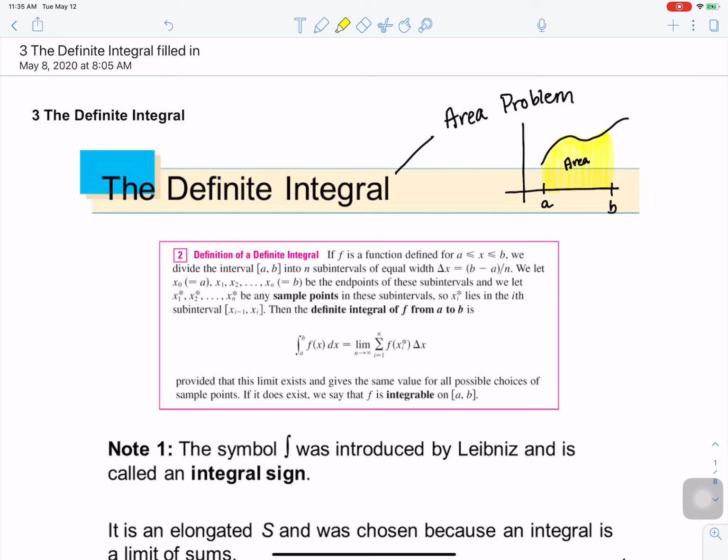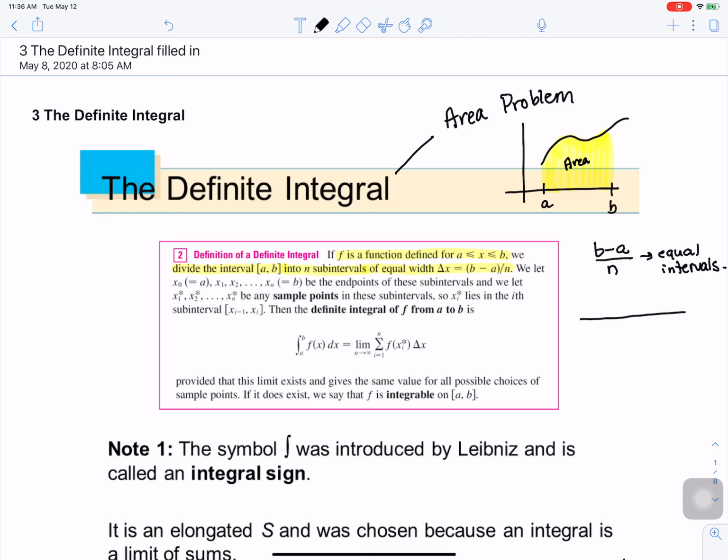In order to do that, our function needs to be defined on the closed interval. We divide the interval into n rectangles, subintervals. Right now we're going to focus on equal width. So if I have n rectangles, I take the distance between B and A and I divide it into n parts so that I get equal intervals to form the rectangles on. Now these don't necessarily have to be equal, but for this definition we're saying they're equal.